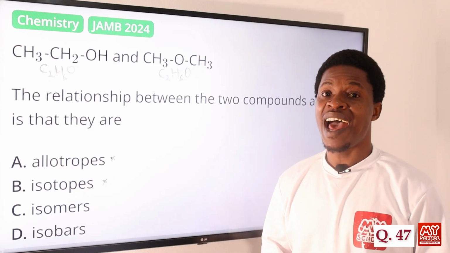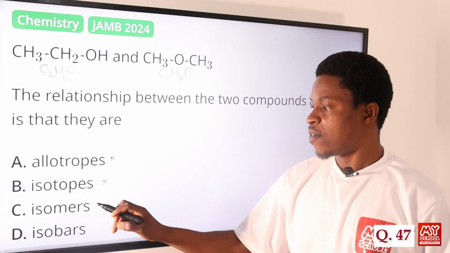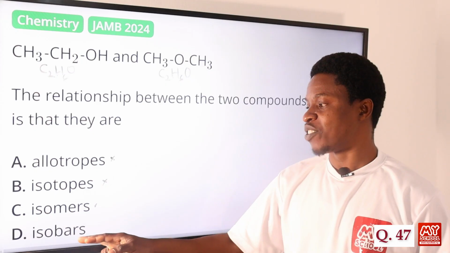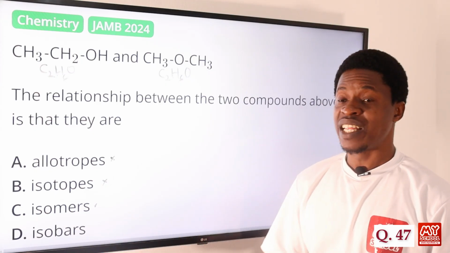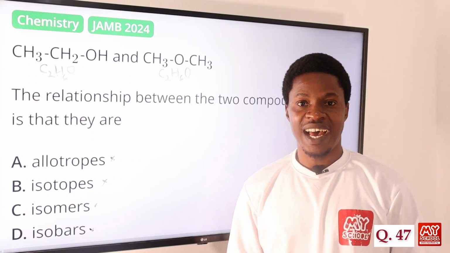So both of them have the same functional group isomer. So they are what? Isomers. Which means that option C is correct. Isobar has to do with pressure. So the correct answer here is option C, isomers.